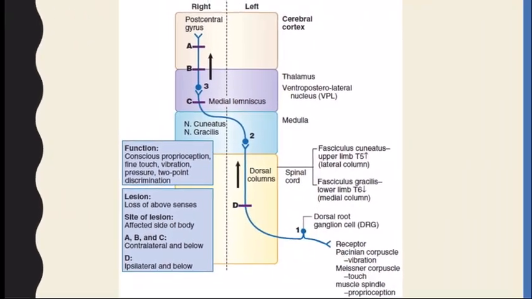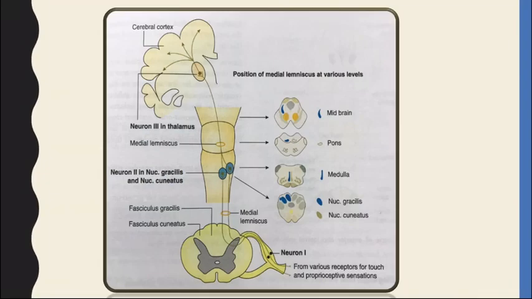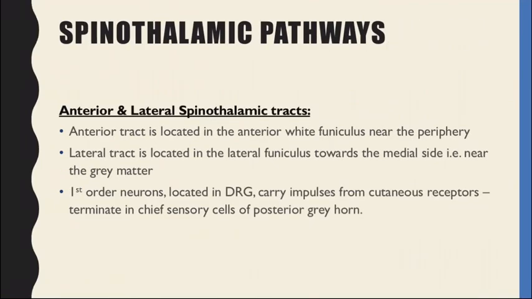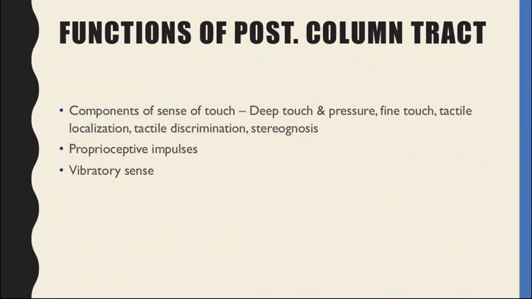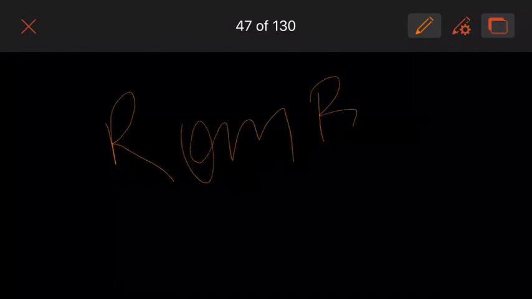Okay, dorsal column. Now one more significance of the dorsal column pathway, before going to spinothalamic tract, is Romberg sign. Okay, Romberg sign. What is the Romberg sign? I will write down the name. Romberg.